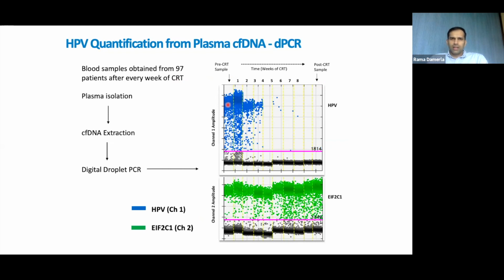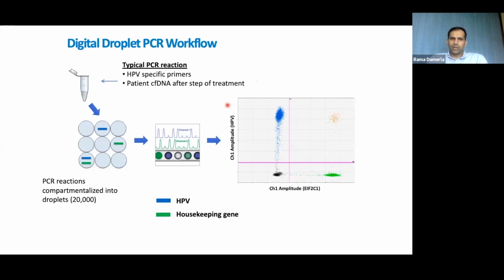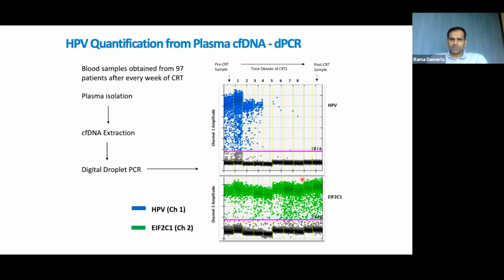As I told you, the blue corresponds to HPV and the green corresponds to a housekeeping gene. Here you can see the level of HPV before the treatment. After every round of treatment, the HPV levels come down, and by the end of treatment you don't see HPV at all. But the housekeeping gene, EIF2C1, has been maintained throughout. This is like a positive control, present in every sample, but HPV levels decrease after every round of treatment.